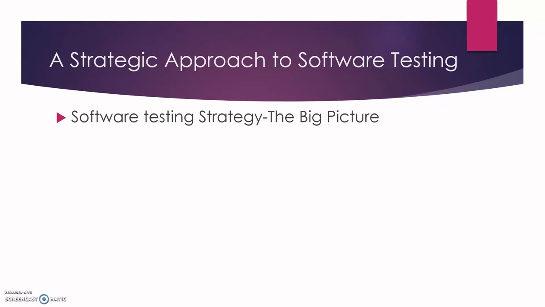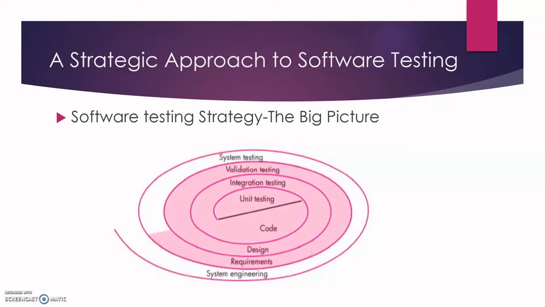Now our next strategy is the software testing strategy, the big picture. For this I have shown a figure. The software process may be viewed as a spiral. Here the figure is shown as a spiral. Initially, system engineering defines the role of software and leads to software requirement analysis, where the information domain, function, behavior, performance, constraints, and validation criteria for software are established. So moving inward, we come to design. After coding, we come to design.